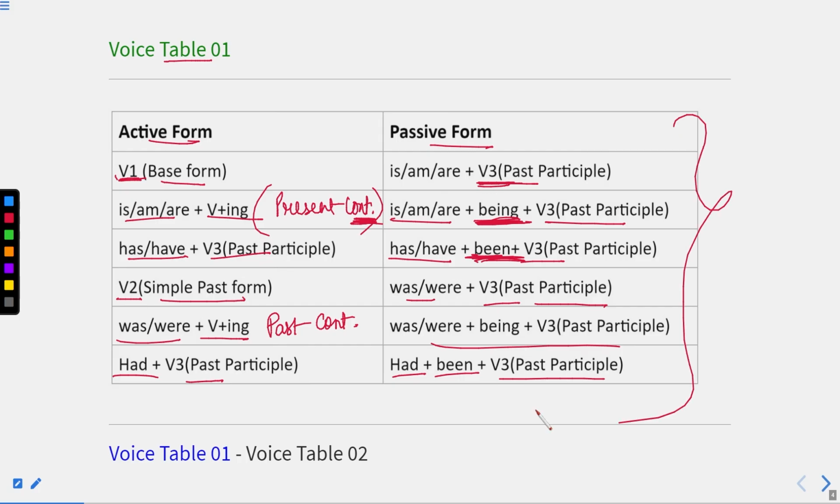So these structures we should follow, and all these structures have a common thing in them: the passive sentence should contain three things. And what are the three things? Any be form, then verb third form, these two things, and the object on the subject place. These three things should be there in case we want to convert an active sentence into passive voice.